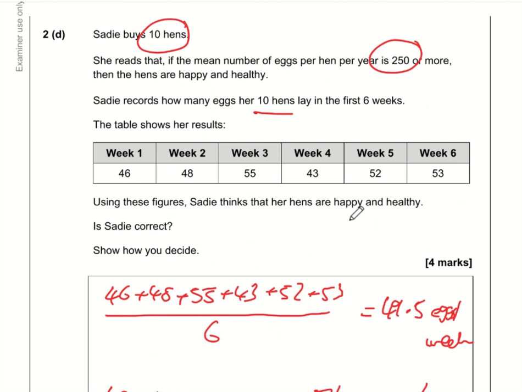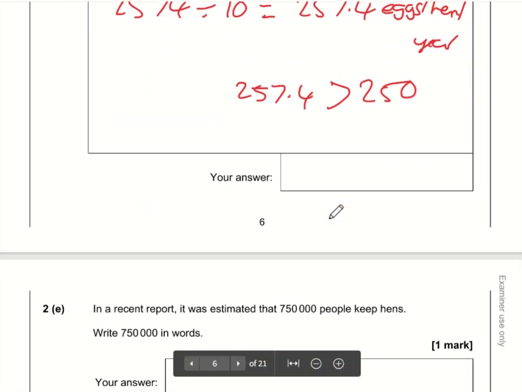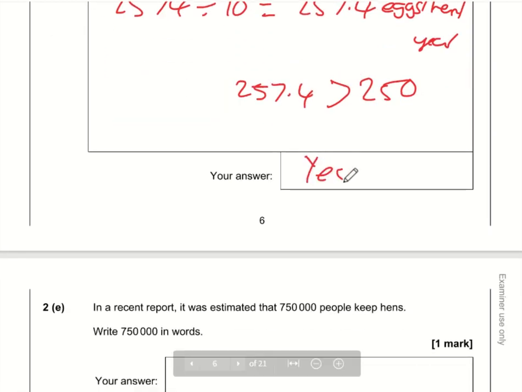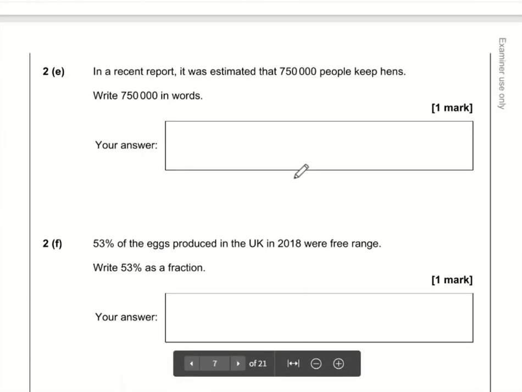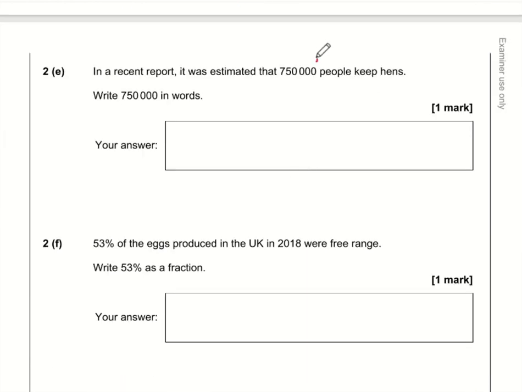Sadie thinks her hens are happy and healthy. Is Sadie correct? Well, the answer here is yes, Sadie is correct. Okay, so for part E, we just need to write this in words now.